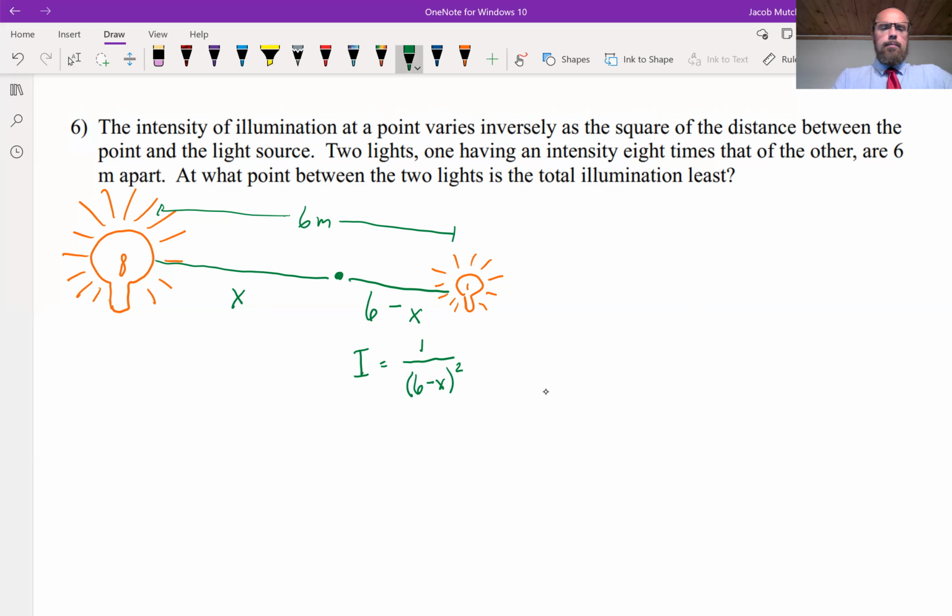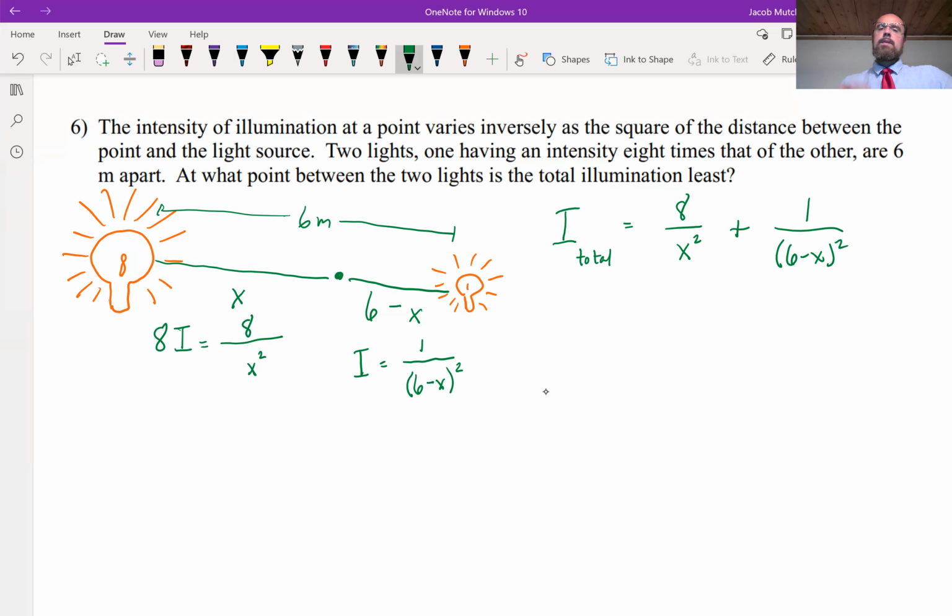Now I want to do something similar for this other x, but I'm just going to keep in mind it's 8 times the other intensity. So basically what I need to do is include an 8 in my numerator over x squared. Now, I want to set up the total intensity. So the total intensity is really just the two added up. So it's going to be 8 over x squared, that's the intensity of light from the brighter light, plus 1 over 6 minus x squared.